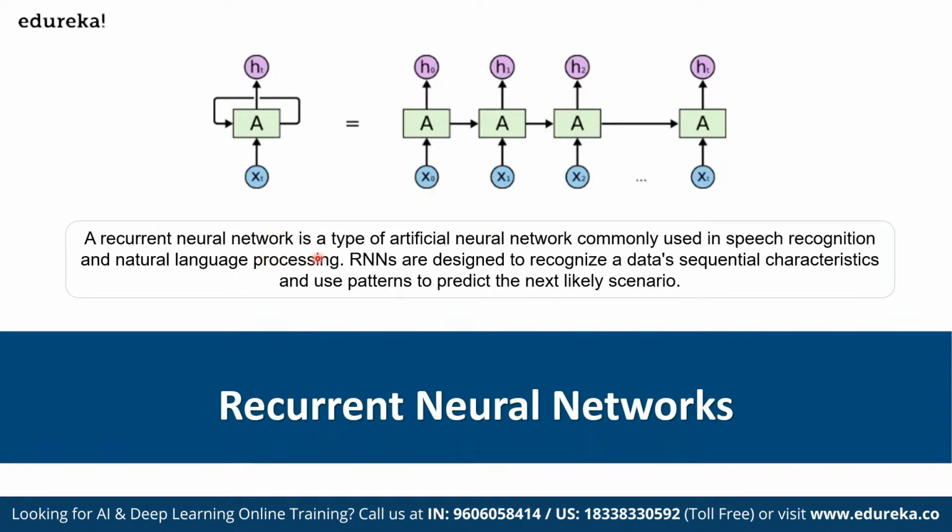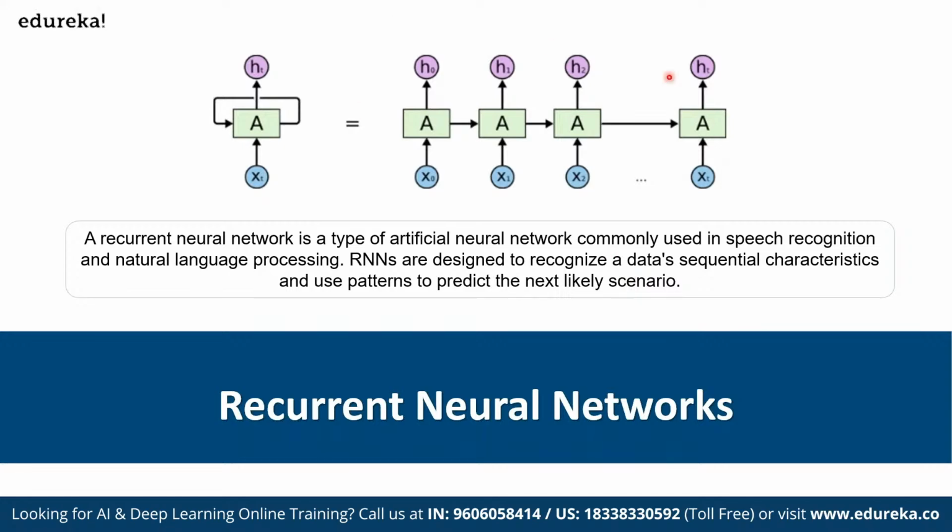A recurrent neural network is a type of artificial neural network commonly used in speech recognition and natural language processing. RNNs are designed to recognize a data's sequential characteristics and use patterns to predict the next likely scenario. So this is a big difference between the models which do computer vision and the models which do NLP, right? NLP works on sequential modeling.